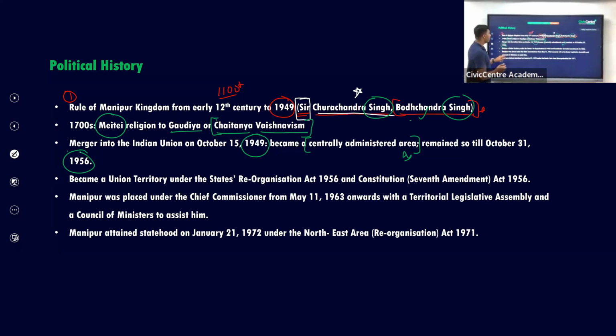When that happened, it became a union territory. So under the States Reorganization Act, Manipur became a union territory. A centrally administered area in 1949, not part of India in 1947, centrally administered area in 1949, in 1956 a union territory. Clear? From 1956, it went on. In 1972, it became a state. It achieved statehood. So 1949 to 1972, how many years? Nearly 23 years, we can say. From becoming part of India to a state, it took 23 years.